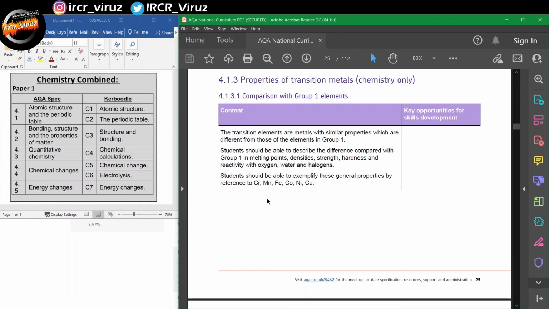Group 1 will be positive 1, group 2 positive 2, group 3 positive 3, group 7 will be negative 1, group 6 will be negative 2, and group 5 will be negative 3. That's all you need to know, because it will come in when you look at structure and bonding in the next chapter.